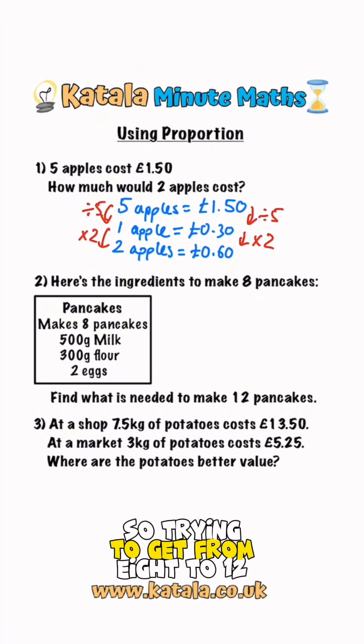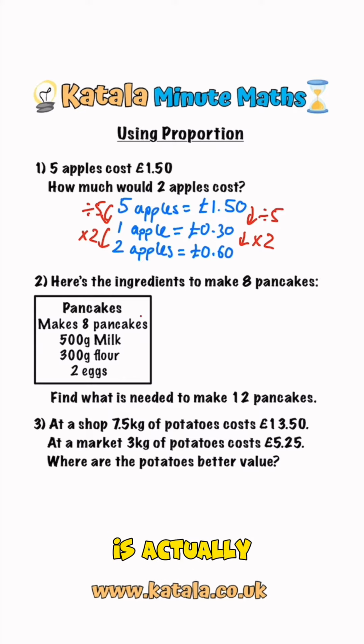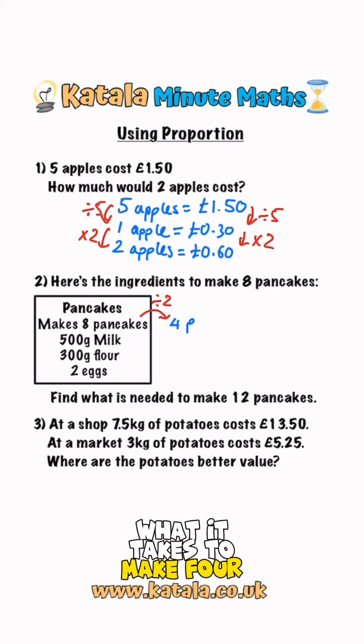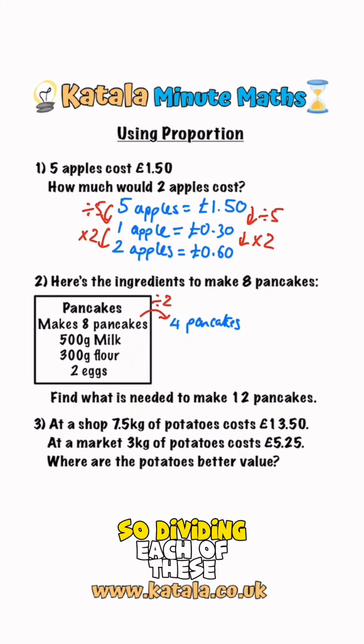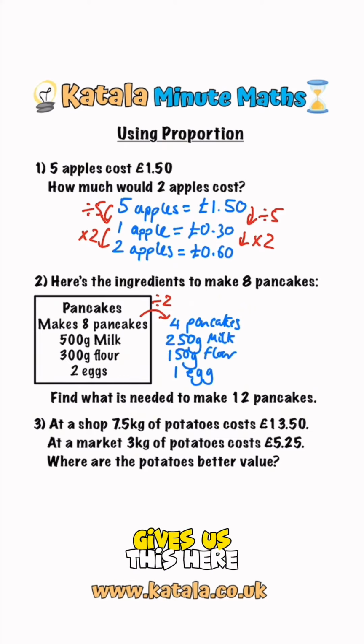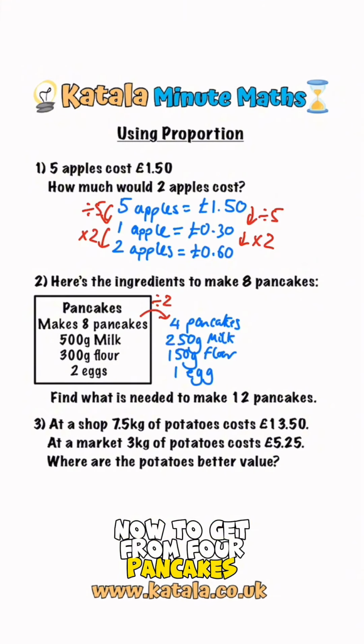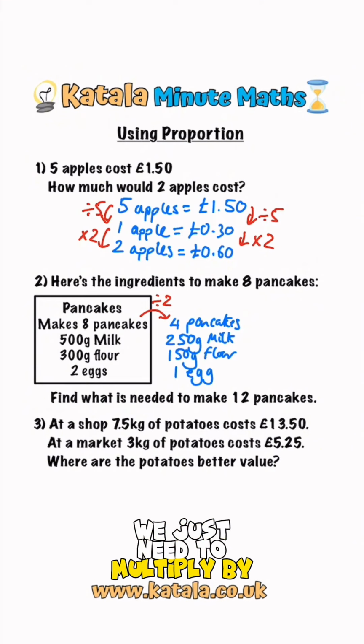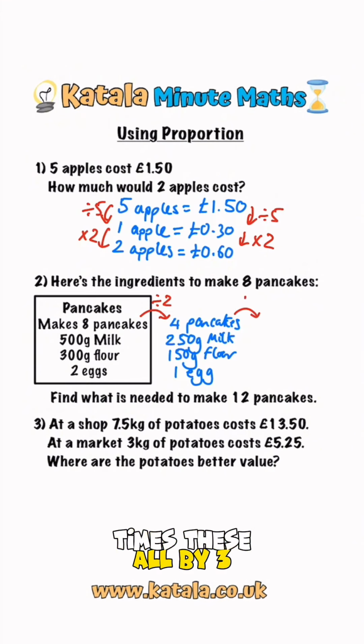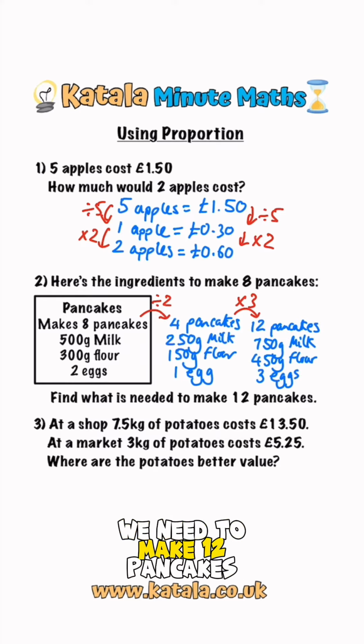So we're trying to get from 8 to 12, so what we could do is actually just divide by 2. And that would find us what it takes to make 4 pancakes. So dividing each of these ingredients by 2 gives us this here. Now to get from 4 pancakes up to 12 pancakes, we just need to multiply by 3. So timesing these all by 3 gives us the ingredients we need to make 12 pancakes.